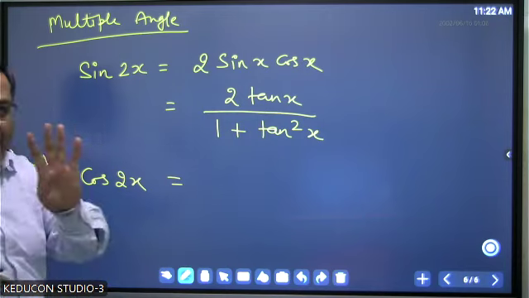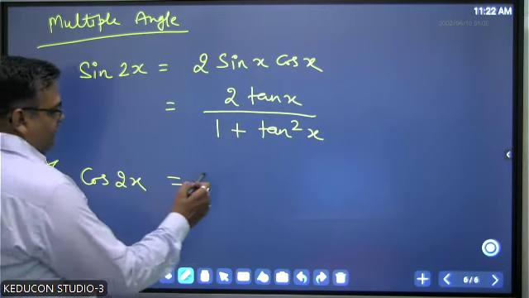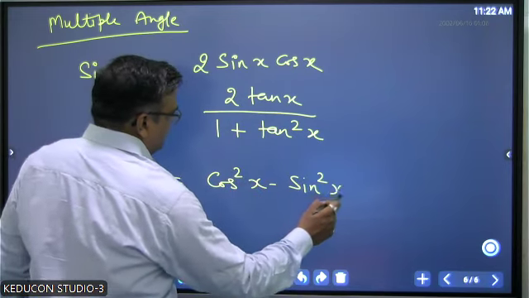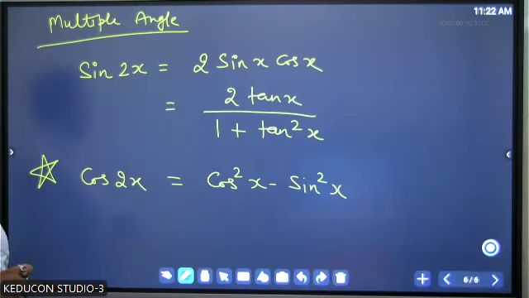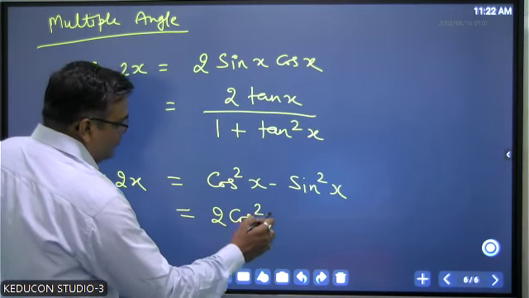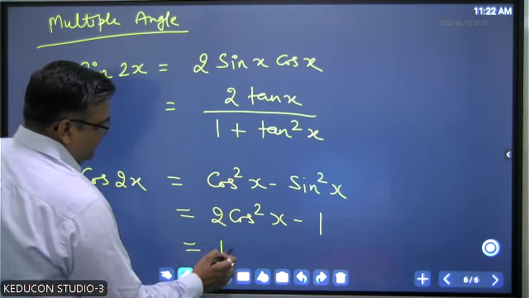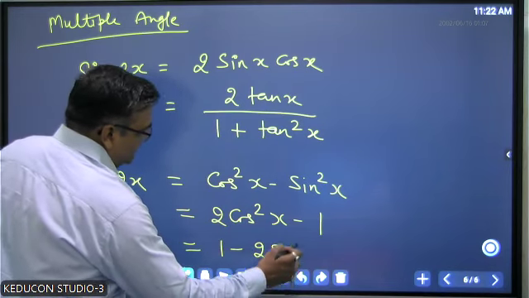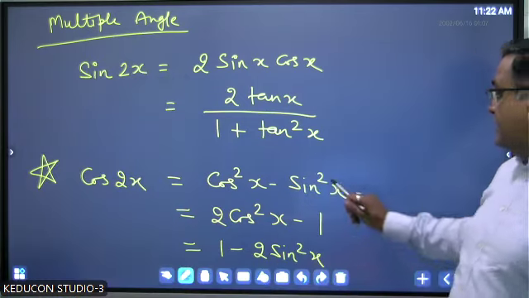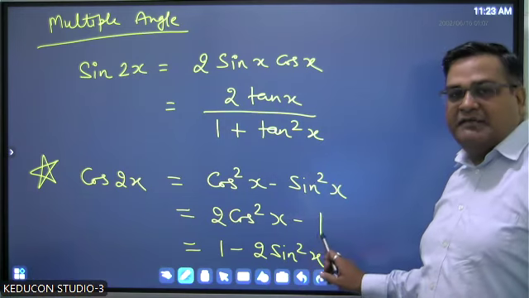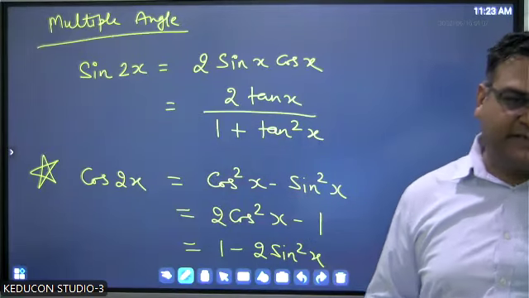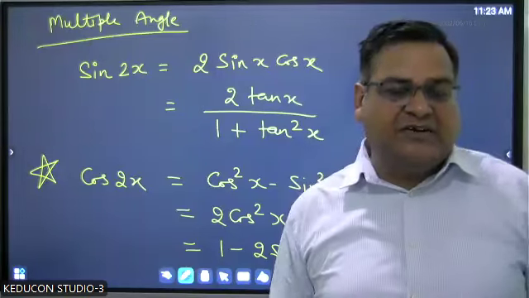Cos 2x, there are 4 formulas for cos 2x. The first one is cos square x minus sin square x. By modifying this formula we can write it in 3 different ways. One is this, another is 2 cos square x minus 1, another is 1 minus 2 sin square x. If you know the first formula, for the second and third formula, what you have done here is replaced sin square x by 1 minus cos square x, and in this formula you have replaced cos square x by 1 minus sin square x, right? So you got these 3 formulas.